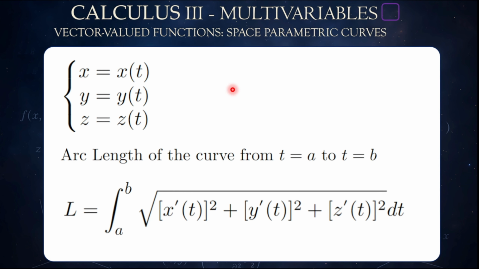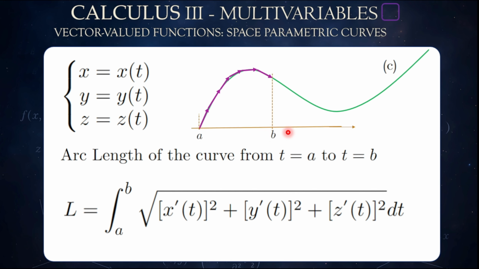Arc length of the curve. The arc length from t equal a to t equal b, which are the bounds of this curve where we are measuring the length, is given by L equal integral from a to b, square root of the derivative of x of t squared plus y of t squared plus the derivative of z of t squared. This is basically the sum of the length of the tangent vectors throughout the curve from point A to point B, which are the 2 boundaries where we are measuring the length of this arc.